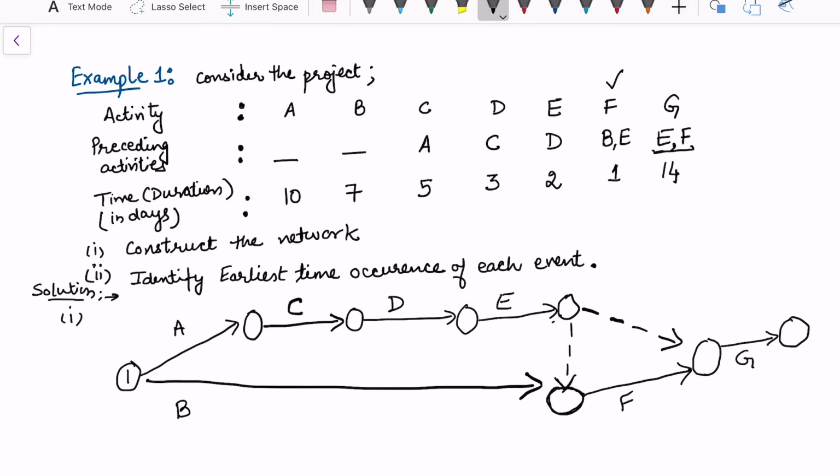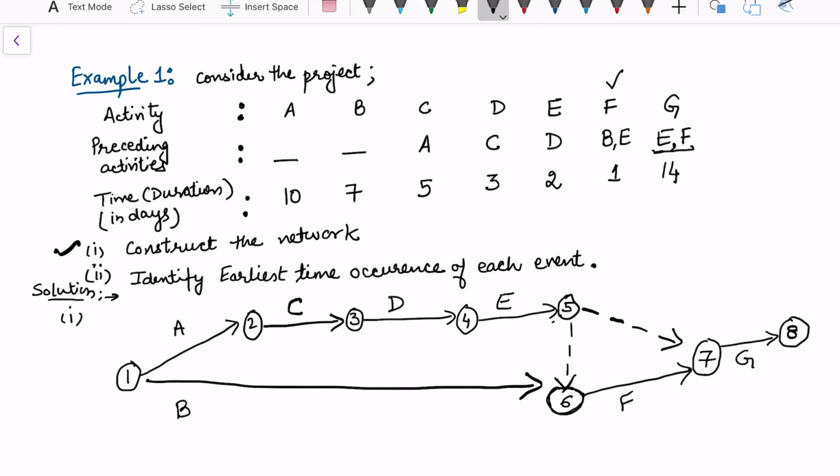So this is the network which is completed, and I can simply label it 1, 2, 3, 4, 5, 6, 7, and this is 8. So this labeling is complete. So that's the construction of the network. So the network construction is done.